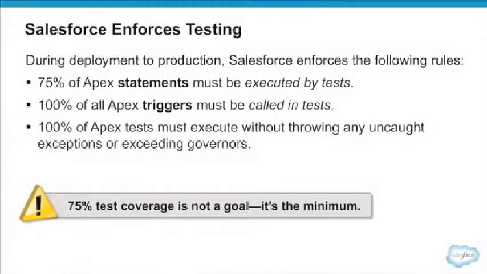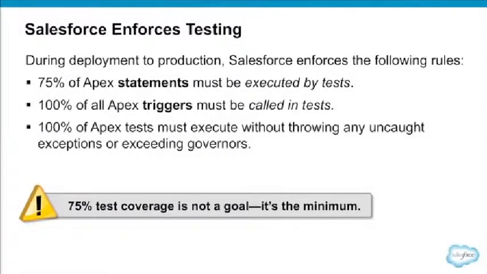And then our tests must execute without throwing any uncaught exceptions. So one of the things that we're going to do is build our tests so that when we have a situation with an unpredicted outcome, we actually are going to use assertions to throw an exception, and that's the mechanism by which we are notified that our code did not succeed.